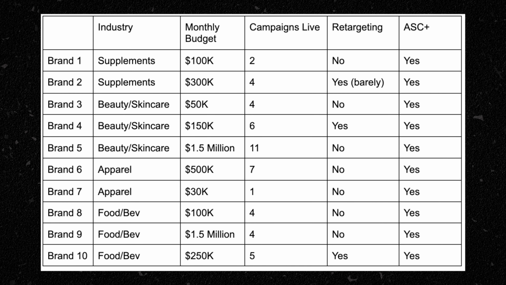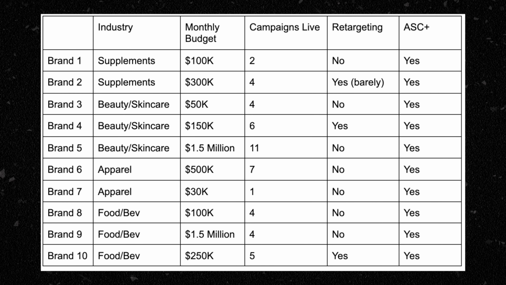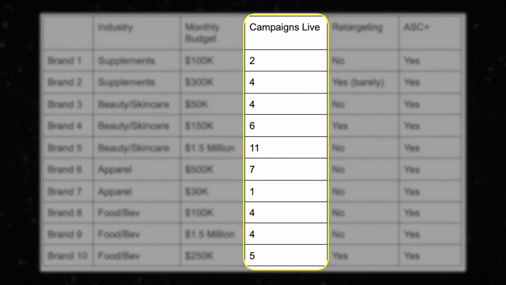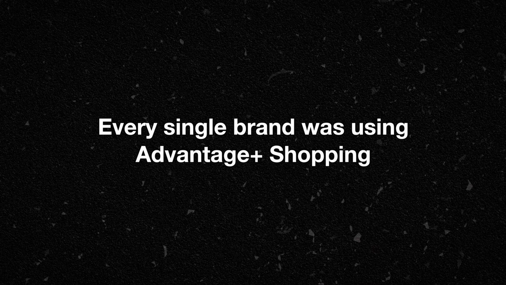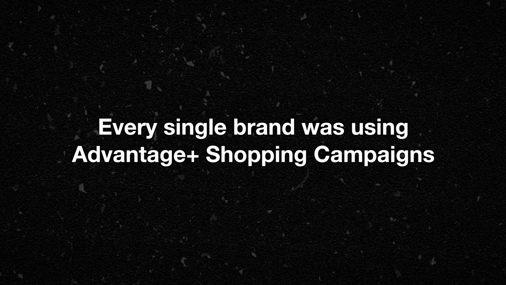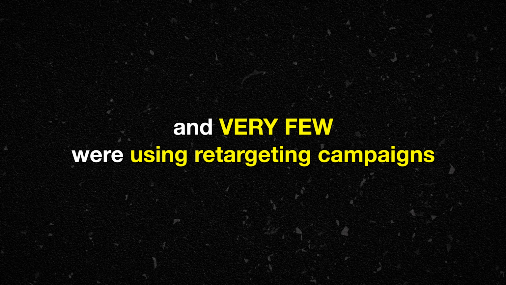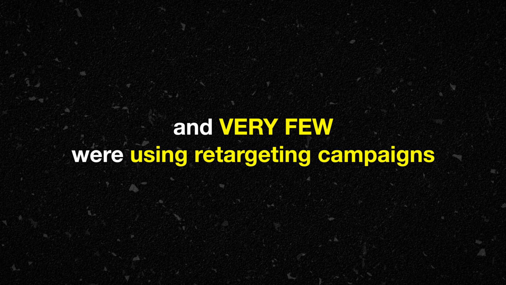Before making this video, I actually hopped into 10 brands' live ad accounts and analyzed their monthly budgets, the number of campaigns they had live, and whether or not they were using retargeting and ASC campaigns. I'm going to refer back to this table a lot in this video, but suffice it to say that the big trends were that nearly every single brand was using Advantage Plus Shopping campaigns, and rarely any of them were using retargeting campaigns. And that choice had almost nothing to do with their budget.